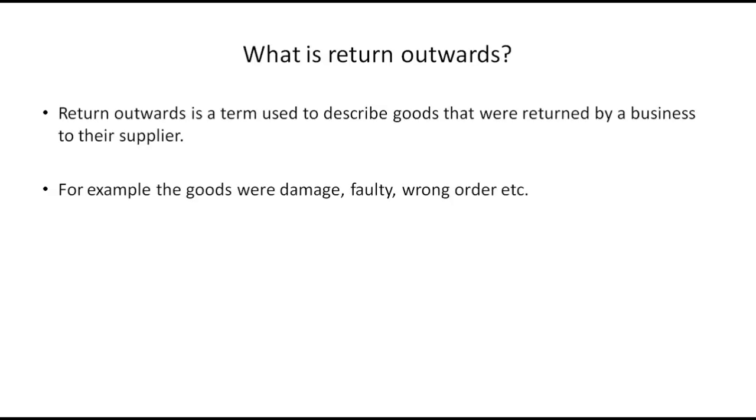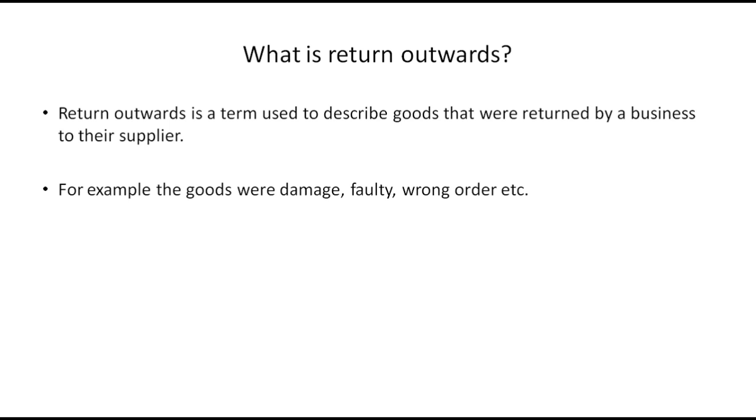In today's lesson, we'll be looking at the return outwards journal. Now, what really is the return outward? Return outward is a term used to describe goods that were returned by a business to its supplier. For example, goods were damaged or faulty or wrong order. Now, the return outward goes with the purchase journal.